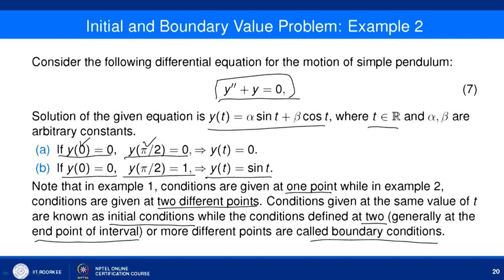So here these 2 points are generally the end points of the interval. Conditions defined at 2 or more different points are called boundary conditions. So along with an ordinary differential equation, if the conditions are prescribed at only one point, it is an initial value problem. If the conditions are defined at more than 1 point, that is 2 points or more, then it is known as a boundary value problem, and the conditions are known as initial conditions and boundary conditions respectively.